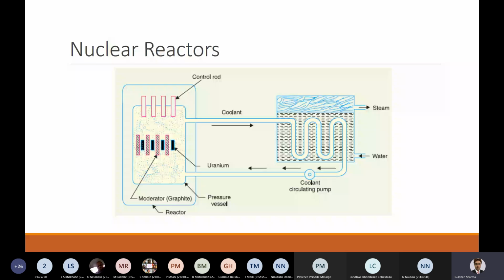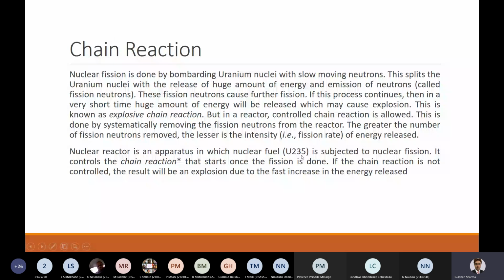So that is the beauty of the control rods, guys. A nuclear reactor is an apparatus in which nuclear fuel uranium-235 is subjected to nuclear fission. It controls the chain reaction that starts once the fission is done. If the chain reaction is not controlled, as we have discussed, it will result in an explosion due to the fast increase in the energy released.